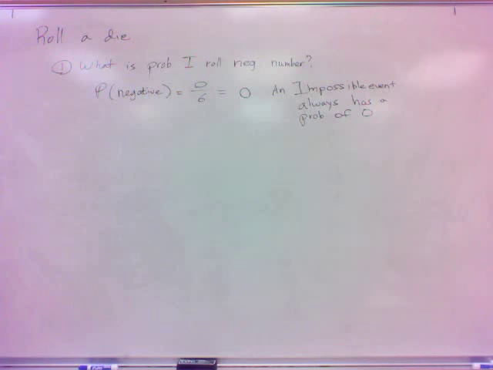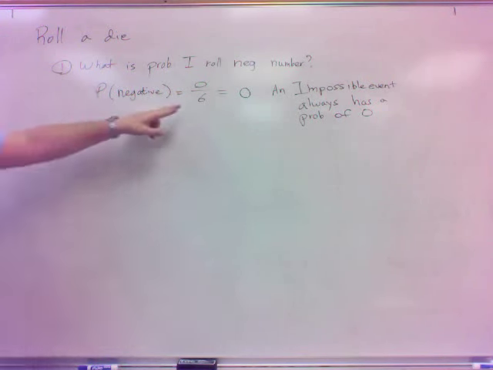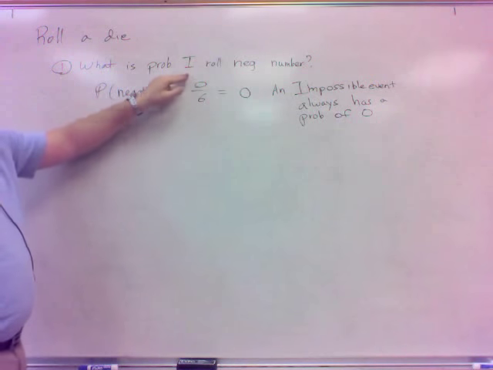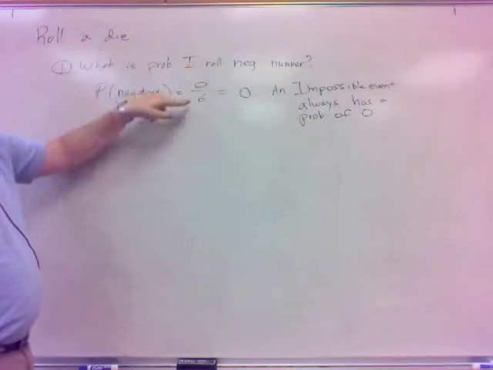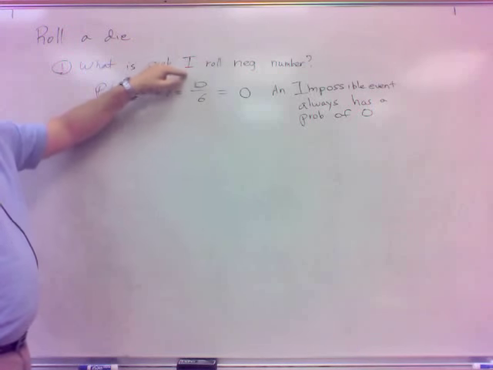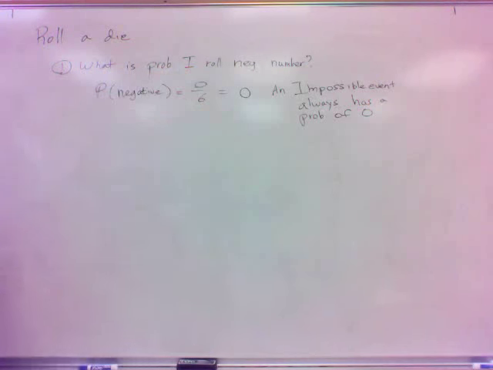Say it again? Yeah, the total possibilities is still 6. It's just that the top number is 0. Yeah, this is how many there are possible. And when we roll a die, there's always going to be 6 possible. It's just that the top number is 0. So that's what makes it 0. Yes, there is a denominator there of 6 still.